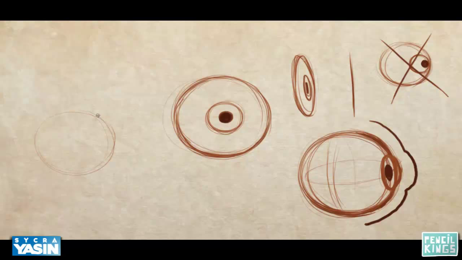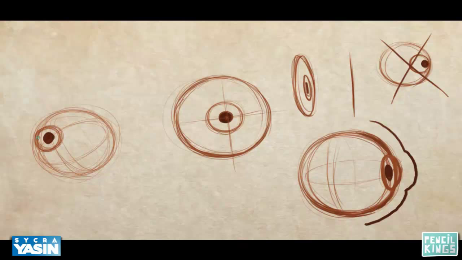Whenever I start, get the shape of the sphere first. Then what I want to do is bisect the sphere in half, vertically and horizontally. So it would be splitting the eye this way, this way. Where the two meet is where the pupil is. Then you have the iris.